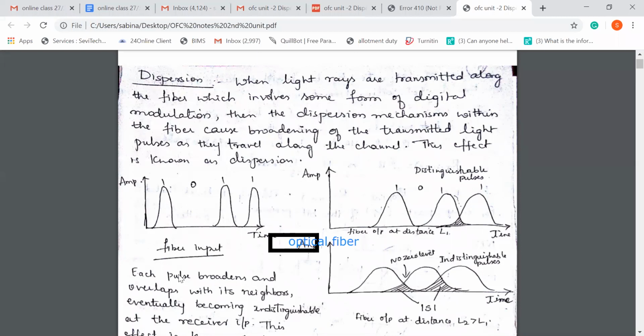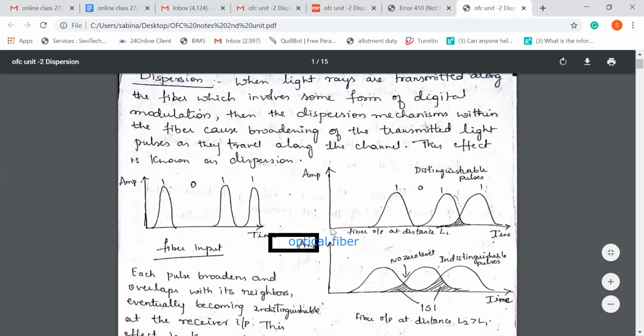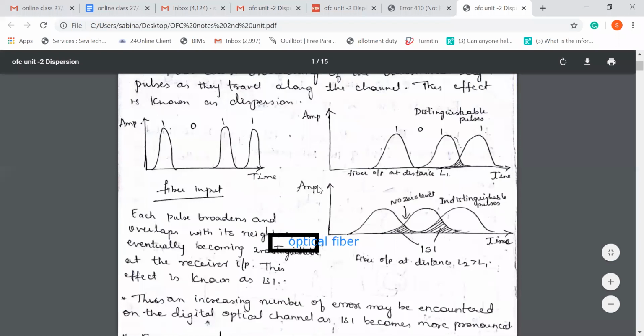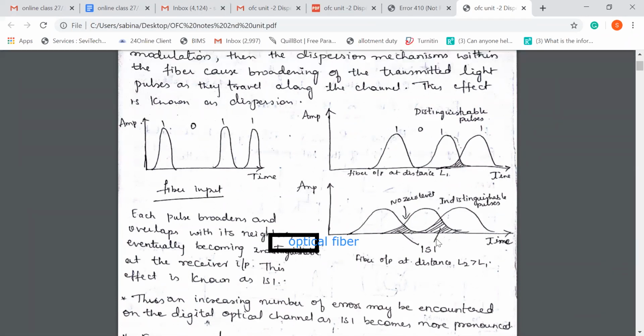So what you can see is that when the pulse travels through the optical fiber, pulse broadening happens, and this phenomenon is called dispersion, right? And it depends on the fiber optic distance, how long your fiber is. Here the fiber output at distance L2 is greater than L1. So if your cable length is more, the dispersion will be more.